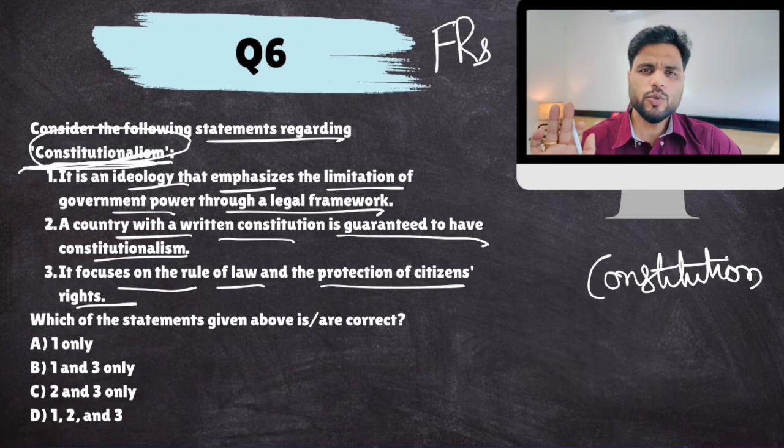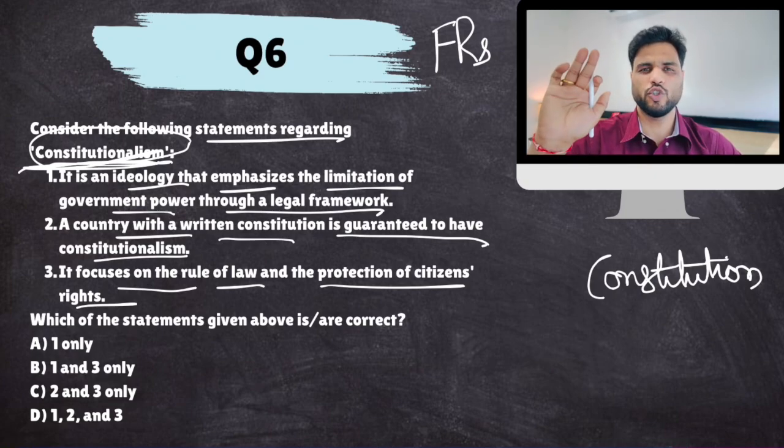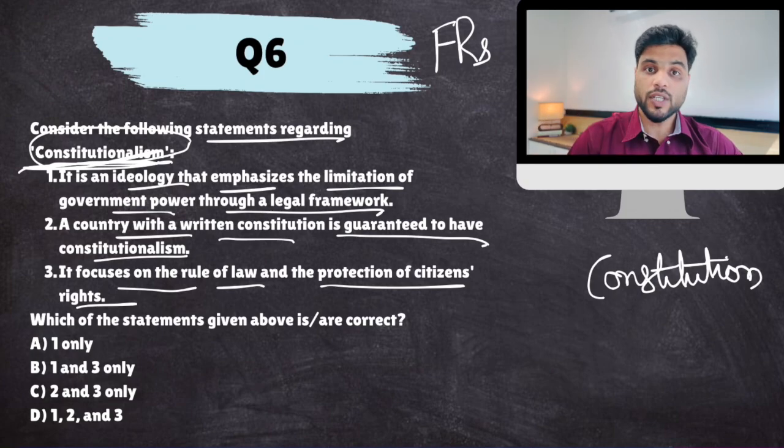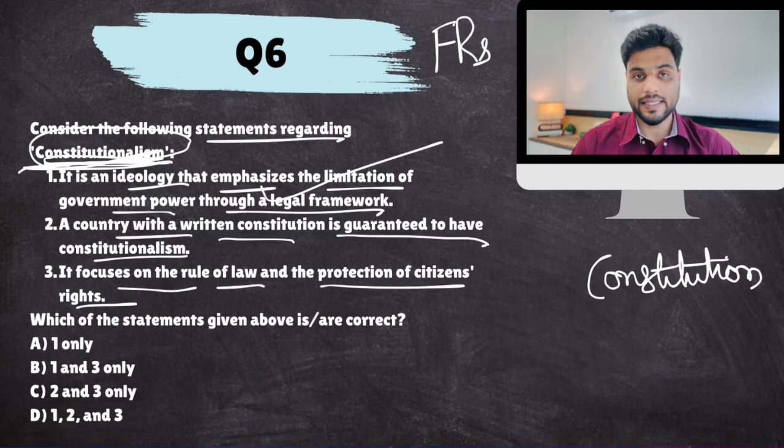There are many constitutions in the world which have a formal constitution, but the government is absolutely anarchical. They basically follow the constitution in name only. Those countries have a constitution but no constitutionalism. So first statement is correct. Third statement is also correct. Citizens' rights and rule of law are a priority.